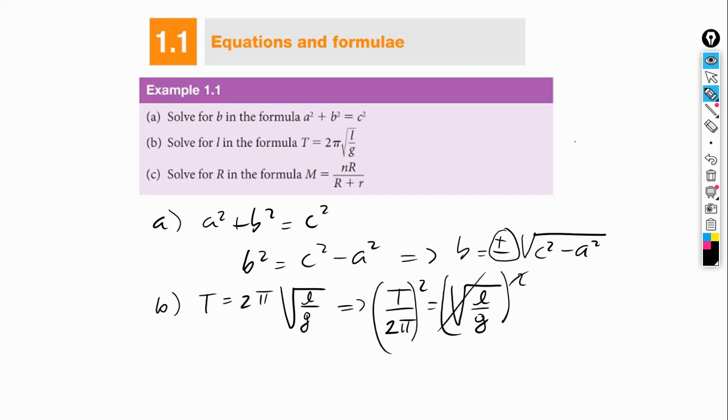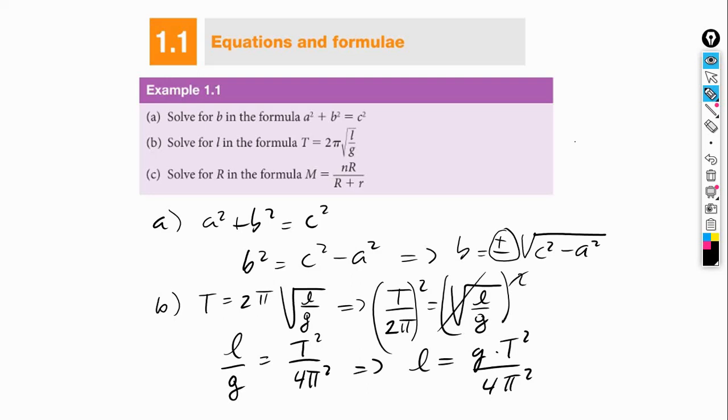And then we're going to get, and I'm going to rearrange this, so it's going to be L over g is equal to t squared over 4 pi squared. And finally, we can say that L is equal to g times t squared over 4 pi squared. Okay, so now I'm going to erase this and we're going to do part C.